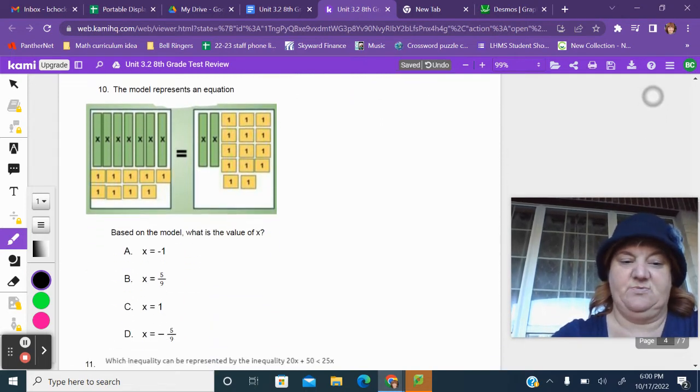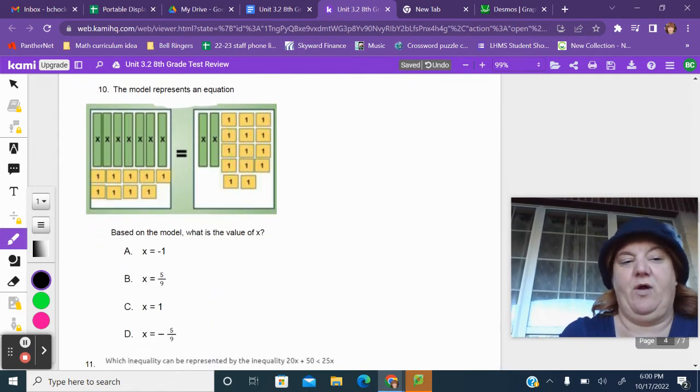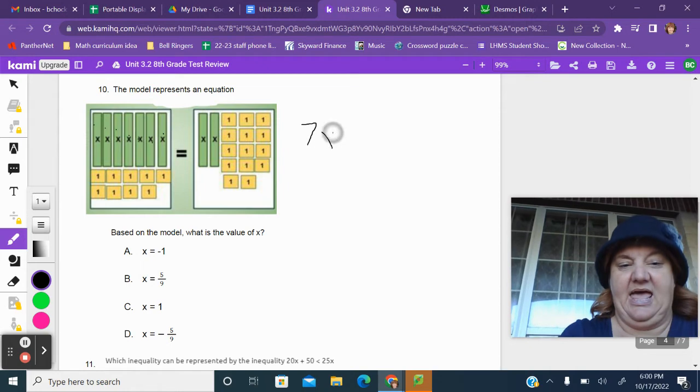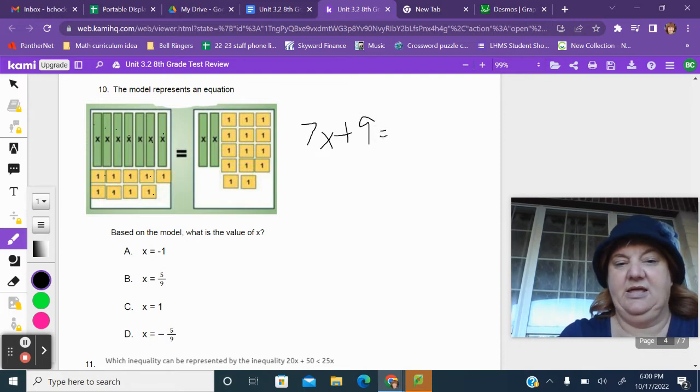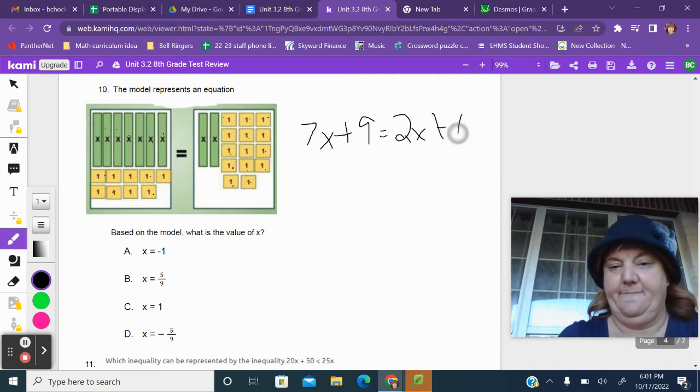Okay, let's go to the next one. First, we have to write it. 7x plus 9 equals 2x plus 14.